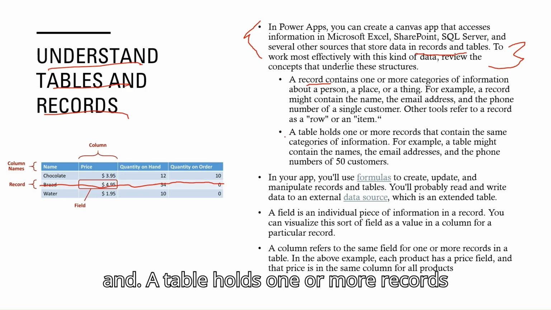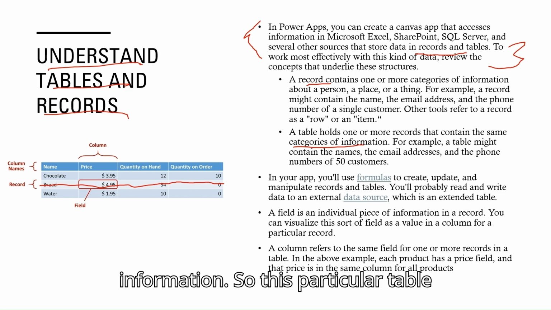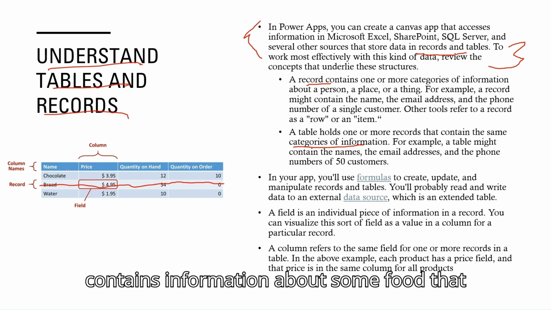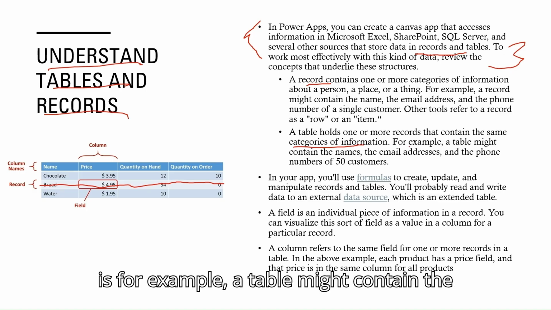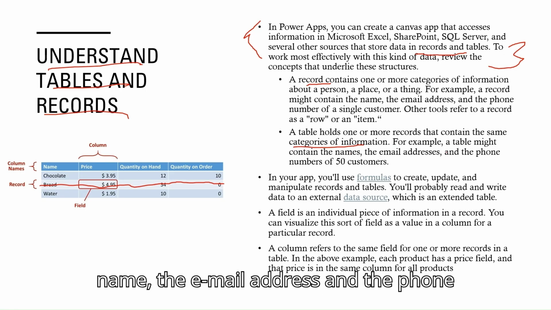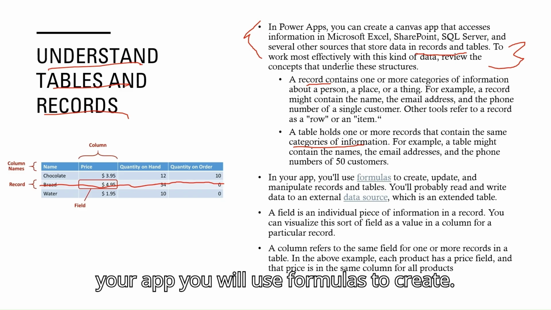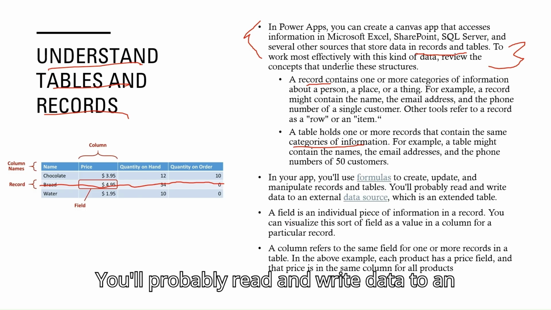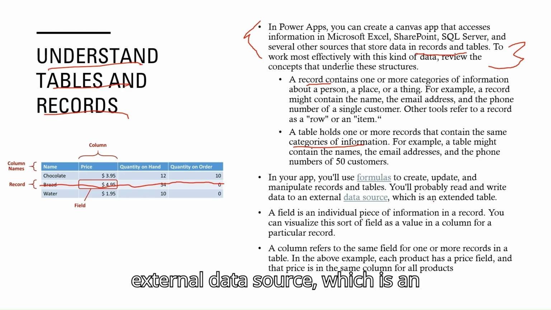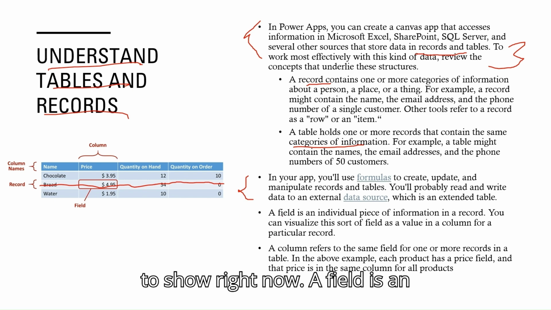And a table holds one or more records that contain the same categories of information. So this particular table contains information about some food that somebody is selling, like chocolate, bread, water, or something. Another example they have given here is that a table might contain the name, the email address, and the phone number of 50 customers. In your app, you will use formulas to create, update, and manipulate records and tables. You'll probably read and write data to an external data source, which is an external table. I'm going to go through it in the tutorial that I'm going to show right now.